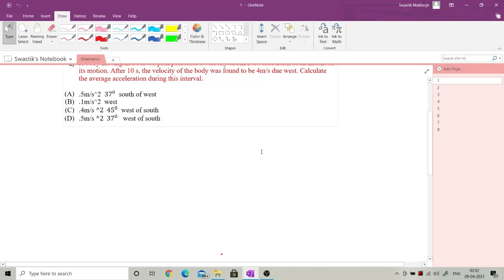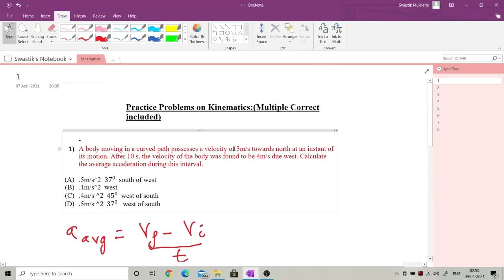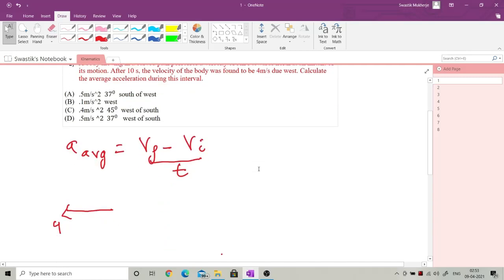So the problem is asking us to calculate average acceleration. What is average acceleration? It is final velocity minus initial velocity over the time. What is the final velocity? Final velocity is 4 meters per second due west. Now what is the initial velocity? It's 3 meters per second towards north. So minus of that will be 3 meters per second towards south.